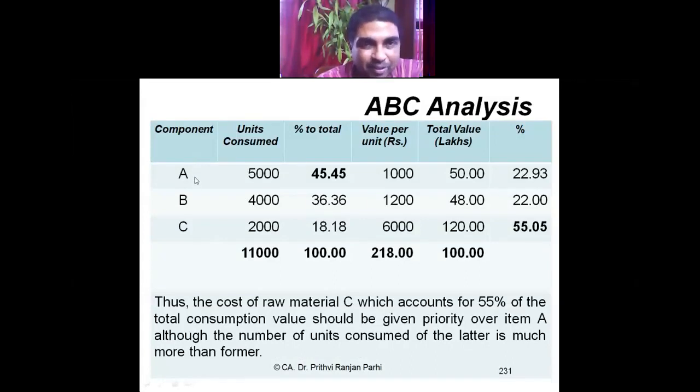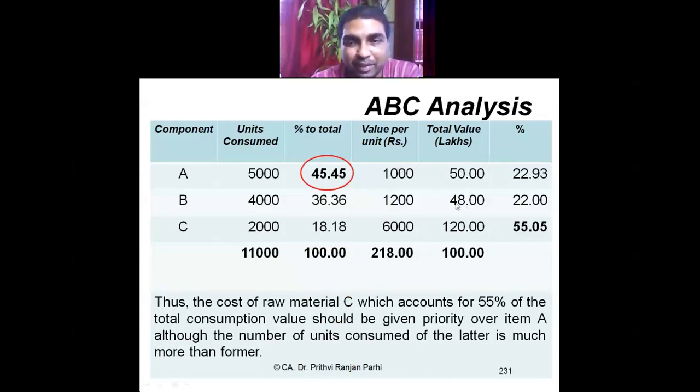Let us say I have categorized like this: A, B, C, 3 kinds of components. A is 5,000 units, B is 4,000 units, C is 2,000 units. My total stock is 11,000 units. So if we see unit wise, A constitutes 45%, B constitutes 36%, C constitutes 18%. So one may think, okay, 5,000 items, so many items are there, 45%, so I should give more attention to A category. But when you convert it into value, let us say value per item is 1,000.